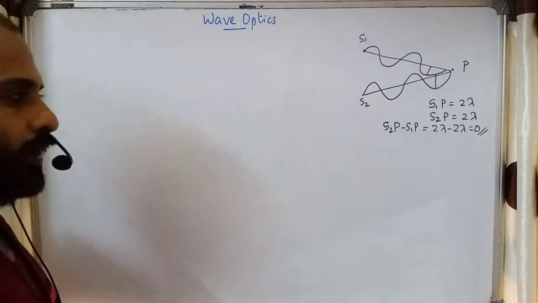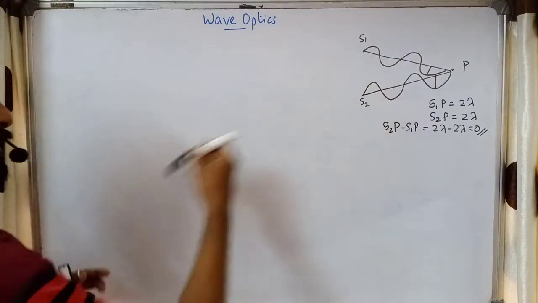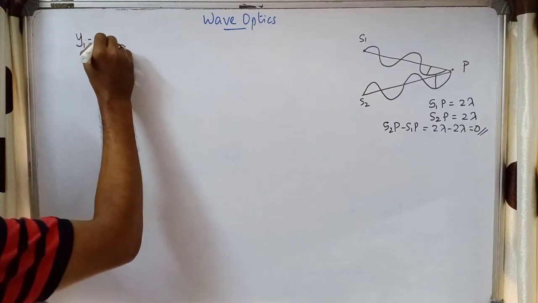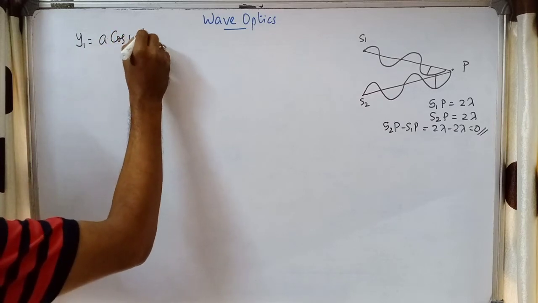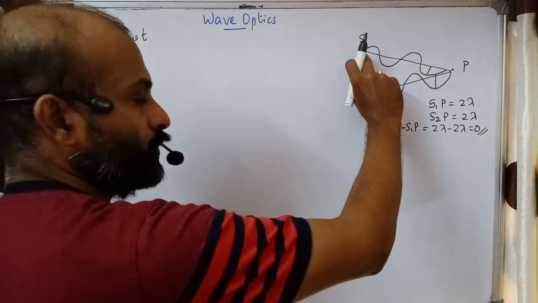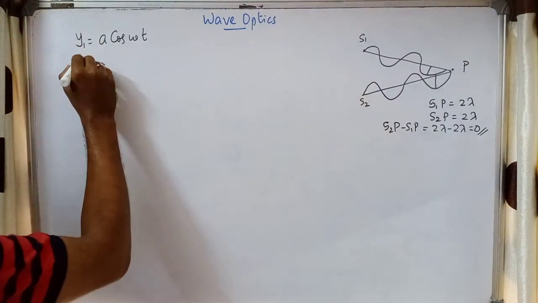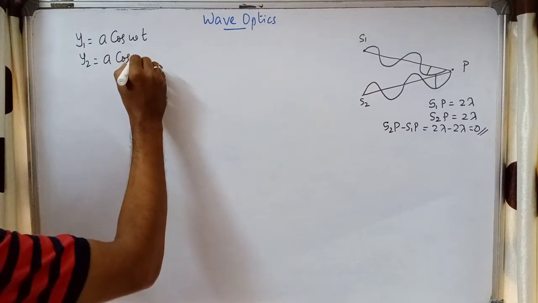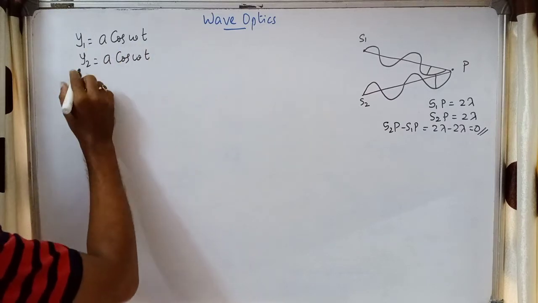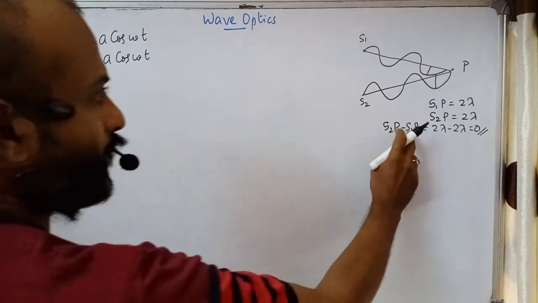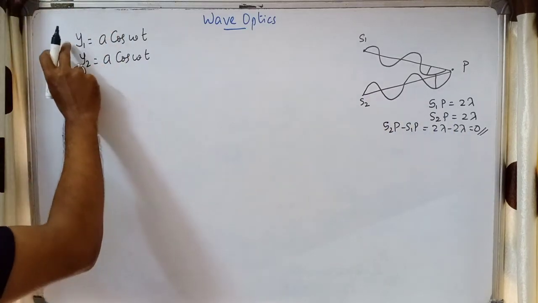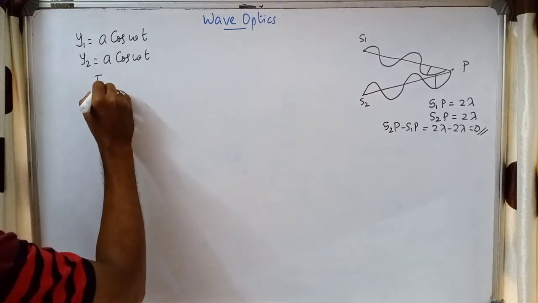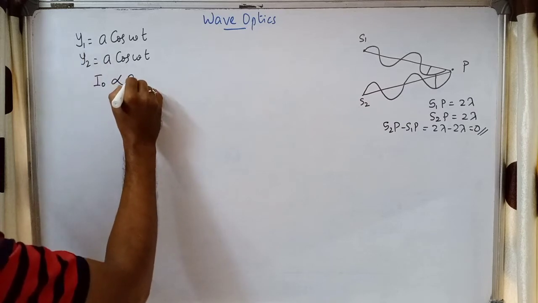Now in the form of equation, how can I represent these two displacements? For source S1, I give y1. y1 is equal to a cos omega t, the displacement relation for the waves starting from the source S1. And for S2, y2 is equal to the same amplitude, with no phase change, so a cos omega t. So path difference will be 0. I can say the intensity of these two waves which are going to interfere, I can give a symbol I0. We know that I0 is proportional to the square of the amplitude.